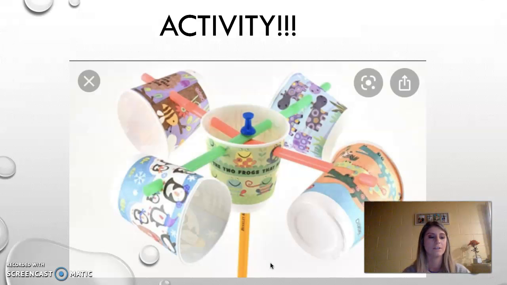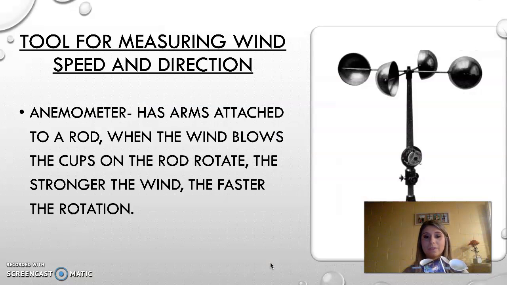So for our activity, we have an at-home anemometer. It is supposed to resemble this, and this is the rod, and these are the arms or the cups. And so whenever the wind's blowing really fast, this will spin super fast, and whenever the wind's blowing slow, it will move slowly.